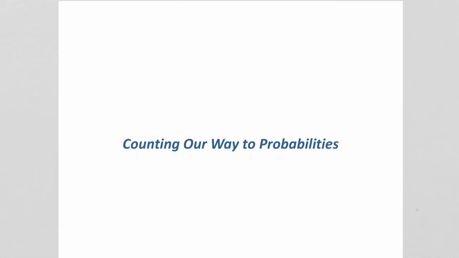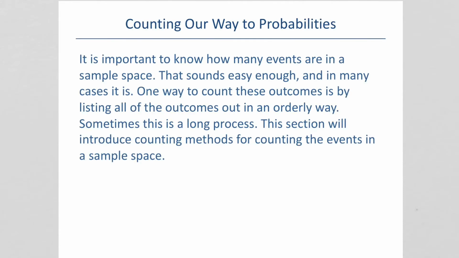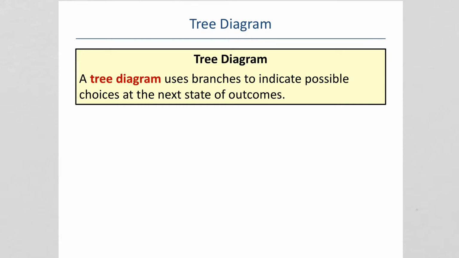Counting our way to probabilities. It's important to know how many events are in a sample space. That sounds easy enough, and in many cases it is. One way to count these outcomes is by listing all of the outcomes out in an orderly way. Sometimes this is too long. This section will introduce counting methods for counting the events in a sample space.